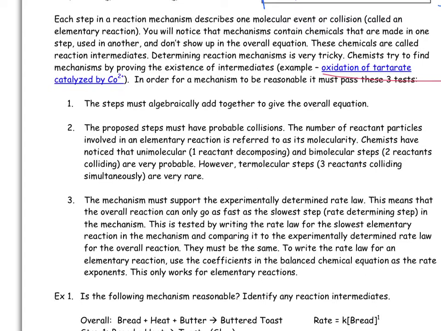To write the rate law for an elementary reaction, all you have to do is use the coefficients in the balanced chemical equation as the rate exponents. Many rate law experiments have been done using trials where one reactant concentration changes and the other one stays the same in order to determine the rate law of elementary reactions. And they all turn out to be the rate exponents matching the coefficients in the balanced chemical equation. Now for overall reactions, this is not true. You have to do the experiments like previously discussed.